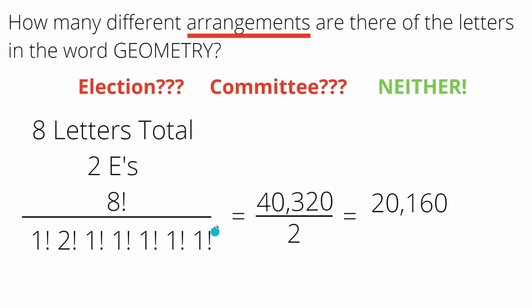So you get 8 factorial, 40,320 divided by 2. And the answer to this is that you have 20,160 possible arrangements. Okay.